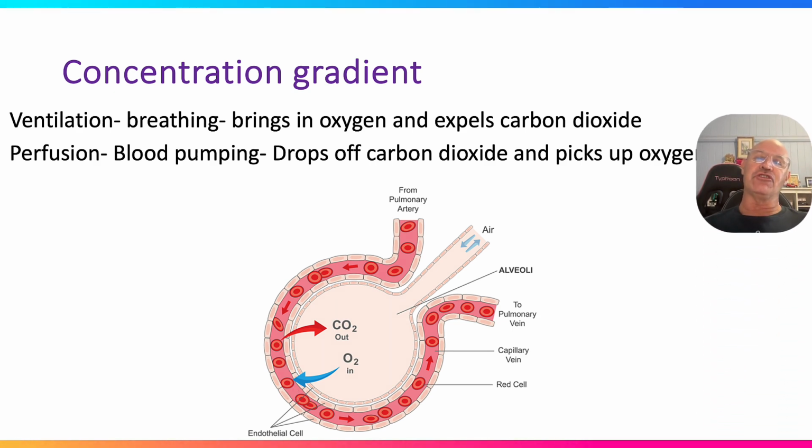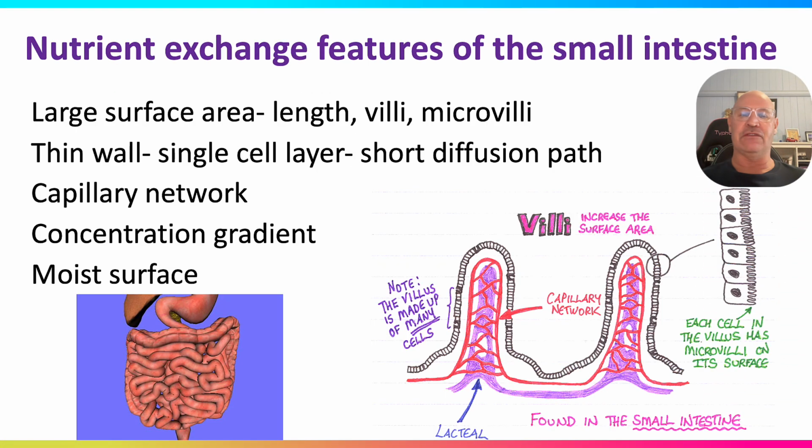And then if you have a look at the nutrient exchange features of the small intestine, again we have a large surface area. Now there's 3 reasons for that. First of all, the small intestine is very, very long. So that gives you a nice long surface area, large surface area just by the pure length.